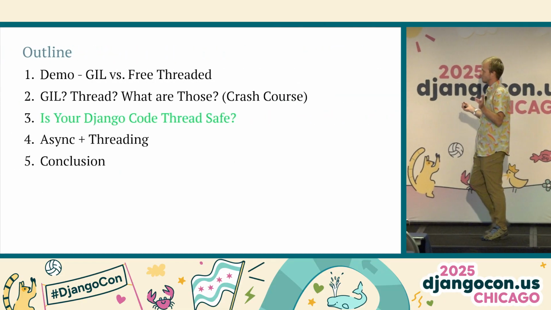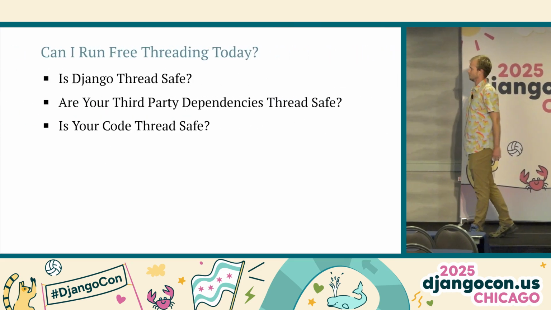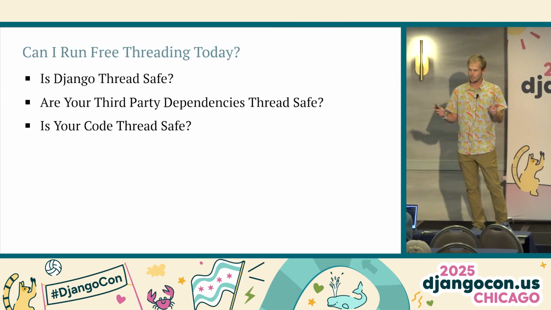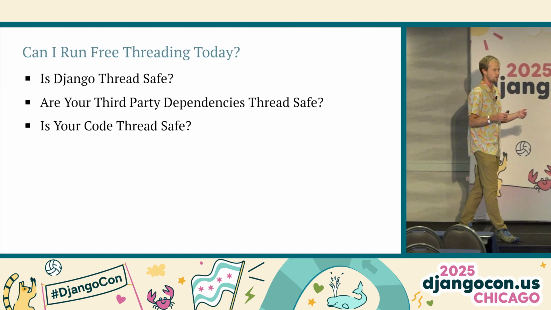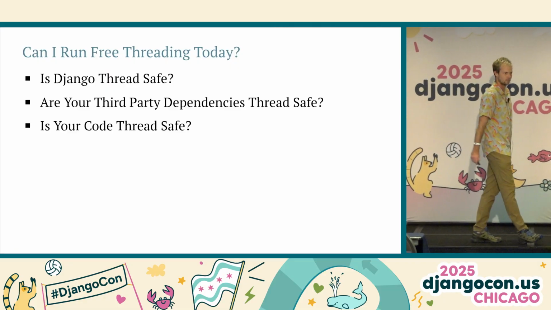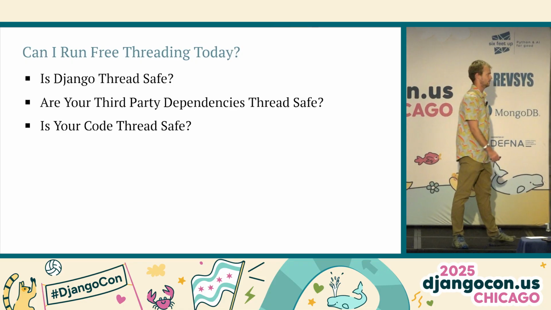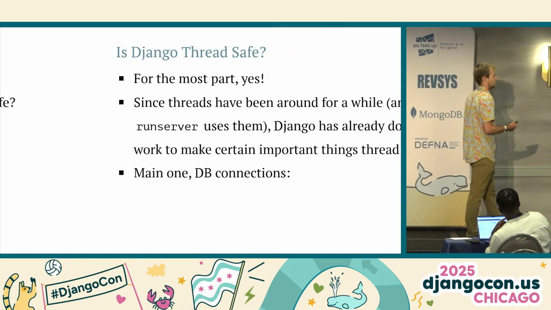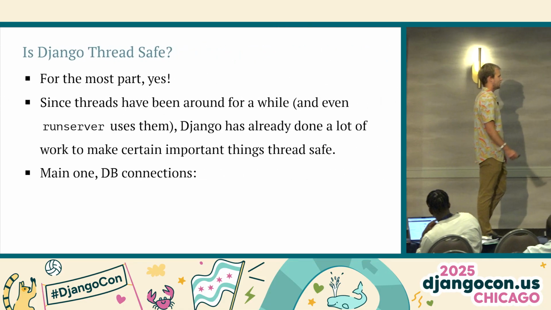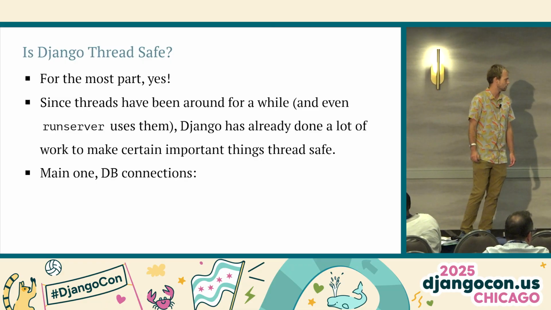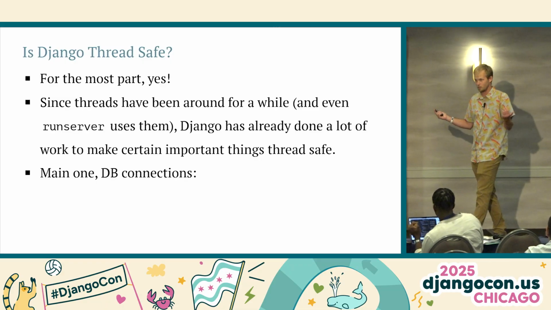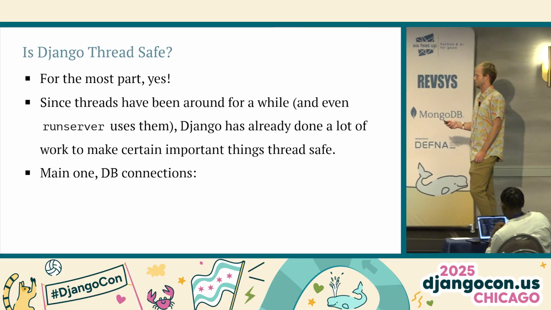Okay, so is your Django code thread safe? Well, to answer that question, I like to think of it in 3 parts. Is Django thread safe? Are your third-party dependencies thread safe? And is your code thread safe? Is Django thread safe? For the most part, yes. I showed you with runserver at the beginning, it's making a thread per request.